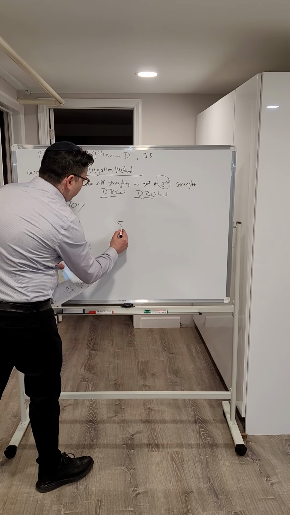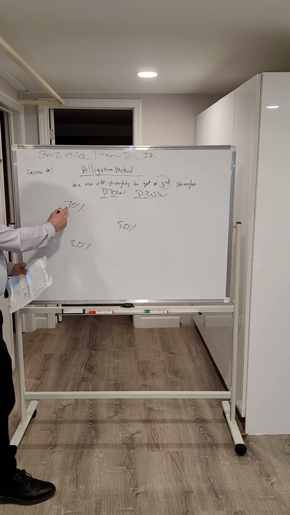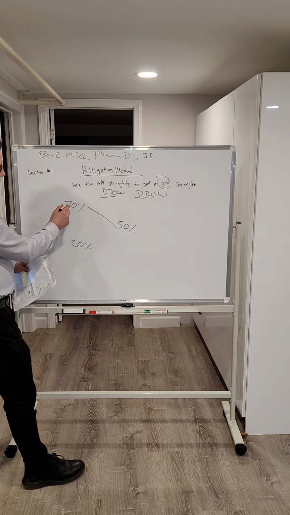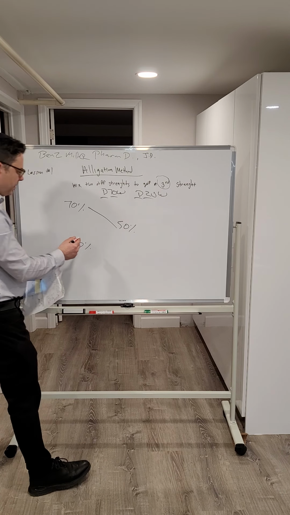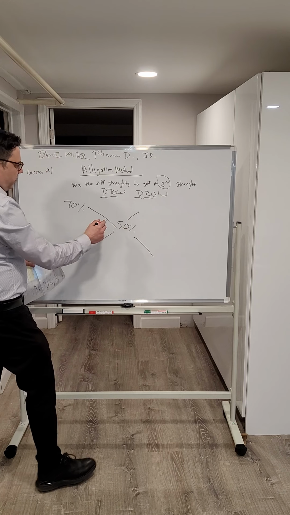So we want to make 50%. We only have a stock solution of 70% and 20%. So again, the higher number goes on the top, the lower number goes on the bottom. And 20 from 50 is 30.